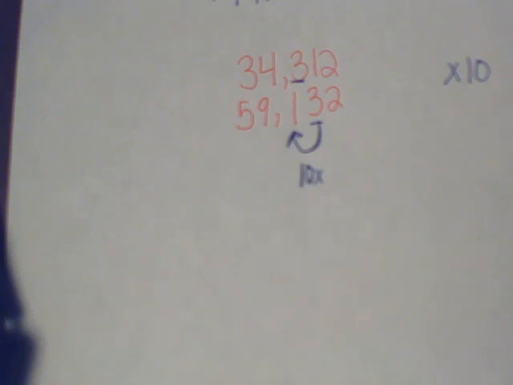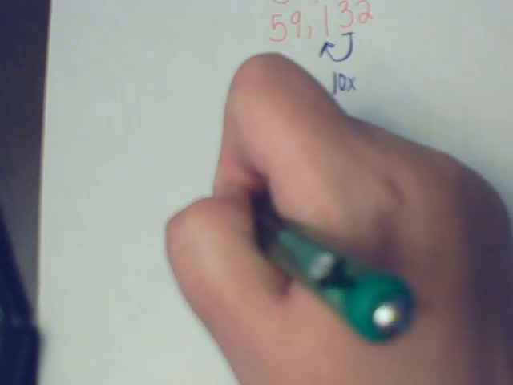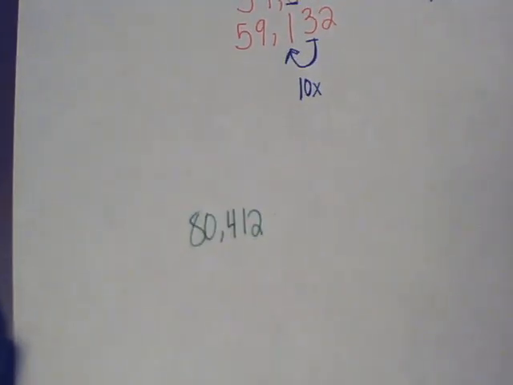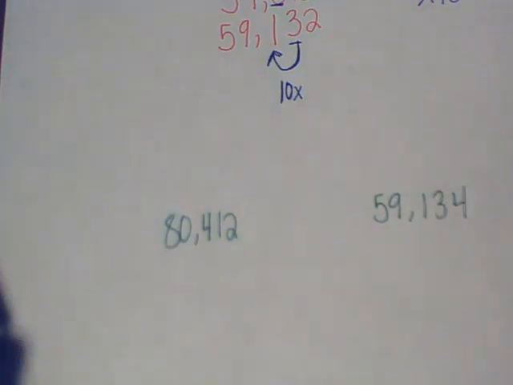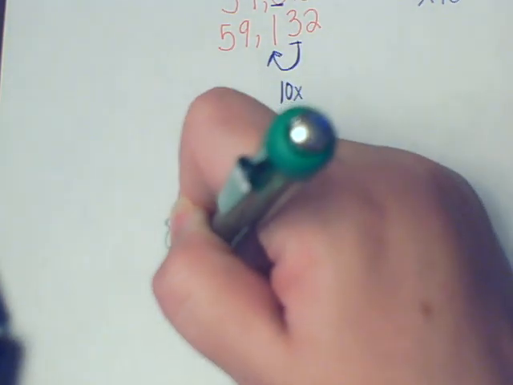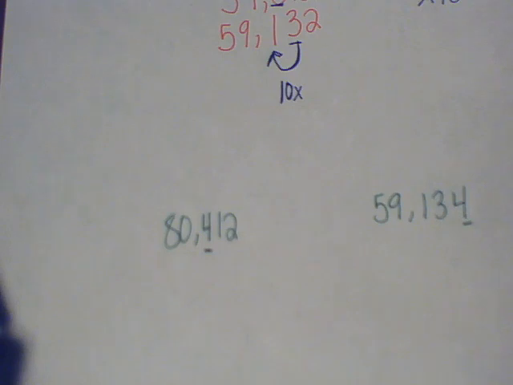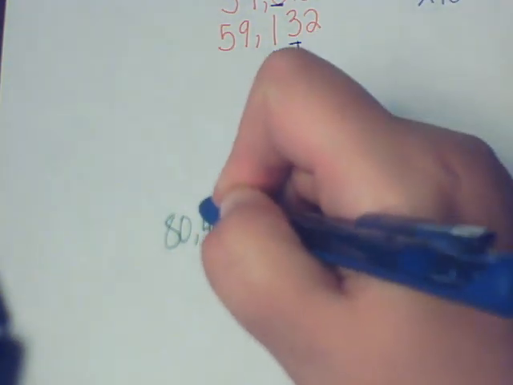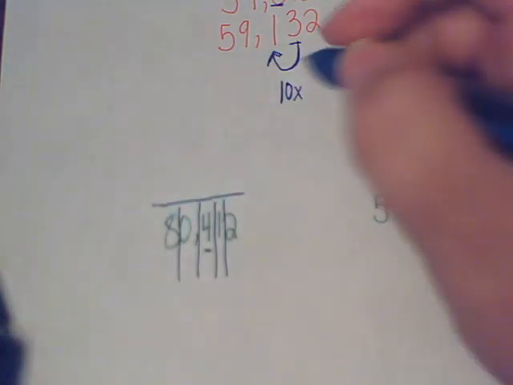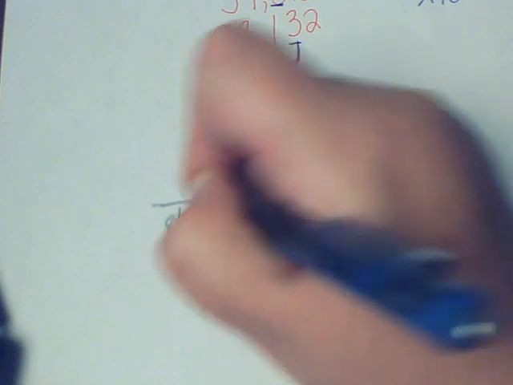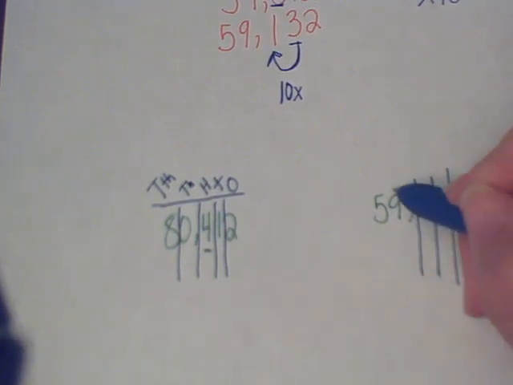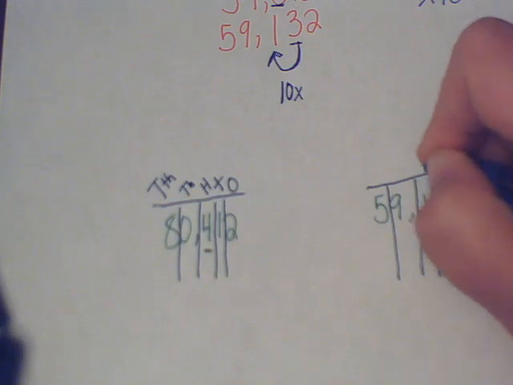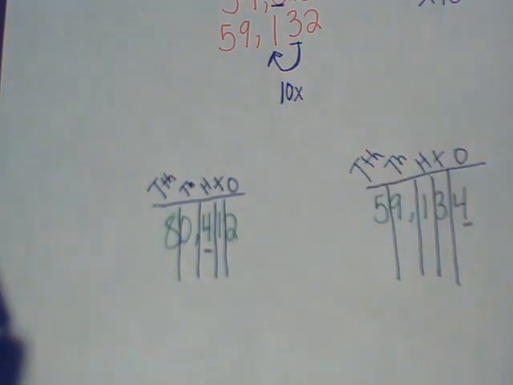This time, let's do 80,412. Okay. And let's do 59,134. Okay? And I want to compare the 4s here. All right? First thing I said earlier was to put it in a place value chart. I have my ones, my tens, my hundreds, my thousands, and my 10,000s.